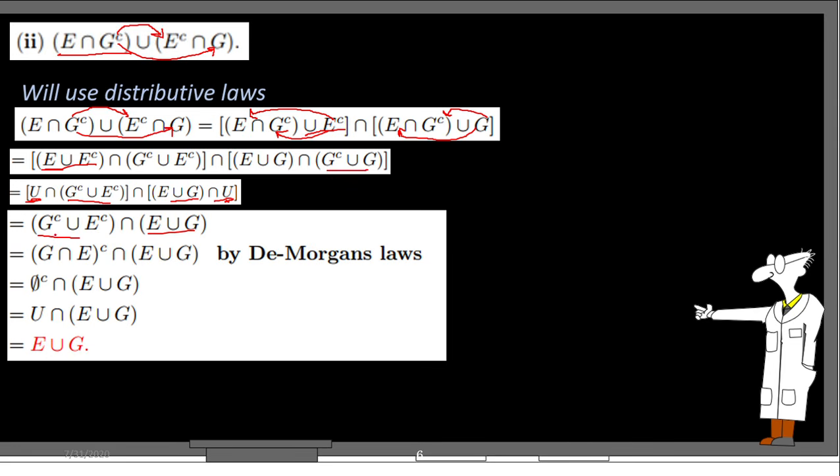Use De Morgan's rule. Here this is De Morgan's rule, right? E complement union G complement. I explained De Morgan's rule: the union will change to intersection, then the complement will be outside, E union G. Now here we explained that this is G intersection E. They told us that it is a disjoint set. So G intersection E is the empty set, giving us empty set union intersection E union G. The empty set union E union G is giving us E union G. So this is where we end our today's lesson.